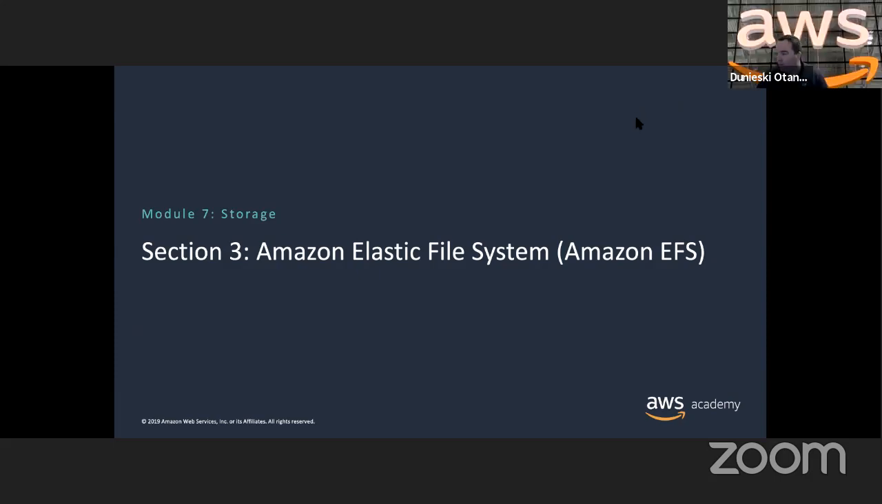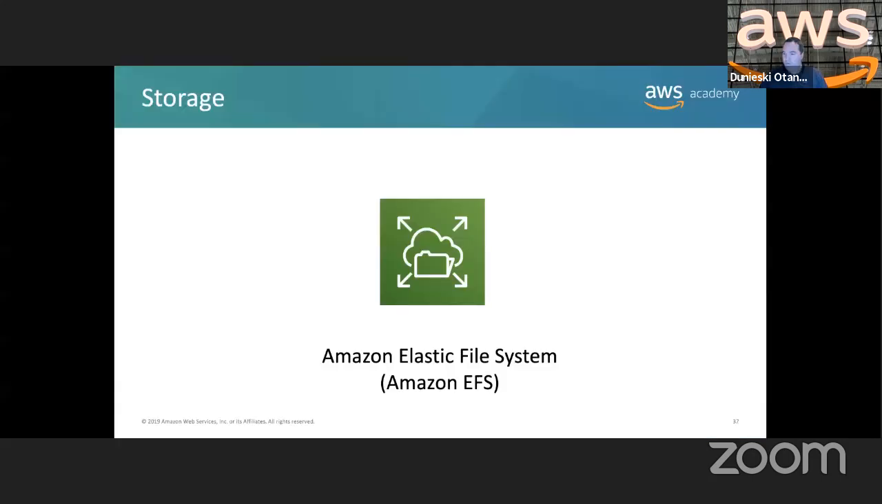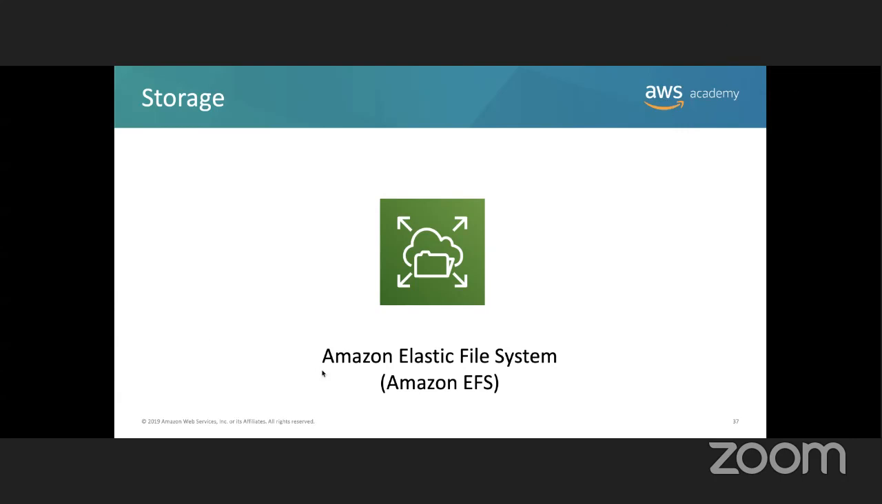Okay, guys, let's continue. So we have the Amazon Elastic File System. This is a highly available service. It provides simple, scalable, elastic file storage for use with AWS services and on-premise resources. And it offers a simple interface that enables you to create and configure the file system quickly and easily.